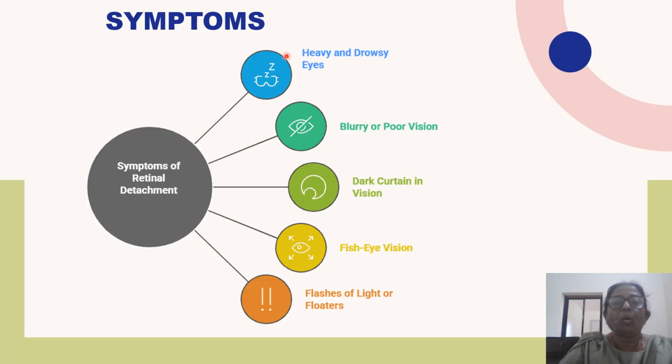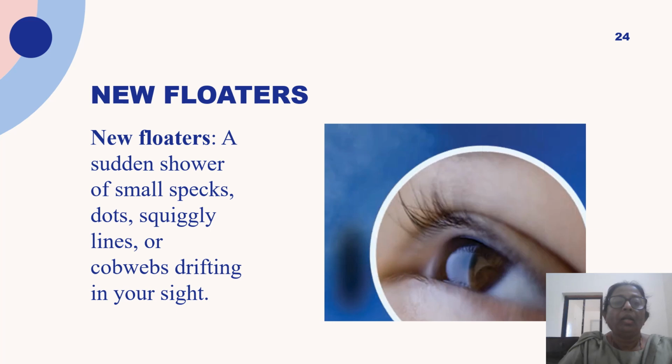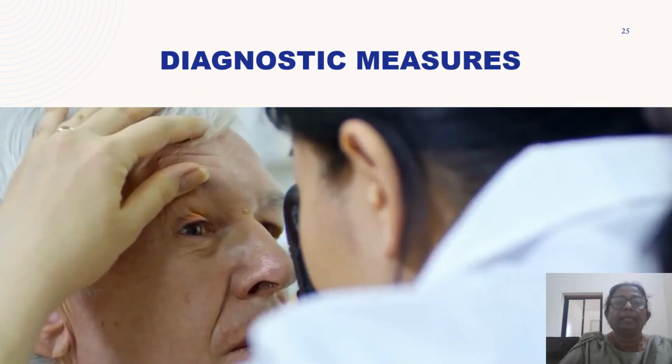So, heavy and drowsy eyes, blurry or low vision, a dark curtain in your vision, fish-eye vision, flashes of light or floaters. These are the symptoms of retinal detachment. New floaters means a sudden shower of small specks, dots, squiggly lines or cobwebs drifting in your eyesight.